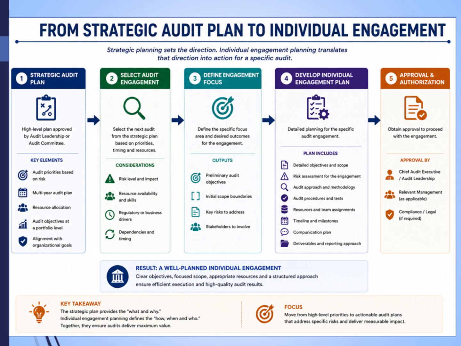Strategic audit planning provides the overall direction for the internal audit function, but individual engagement planning transforms that strategy into practical audit execution. This is where high-level audit priorities become focused, structured, and actionable engagements. The process begins with the strategic audit plan, which outlines the organization's major risk areas, audit priorities, resource allocation, and multi-year audit objectives. This plan ensures audit activities remain aligned with business goals, risk appetite, and governance expectations.